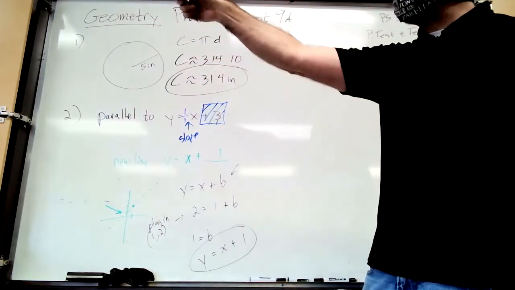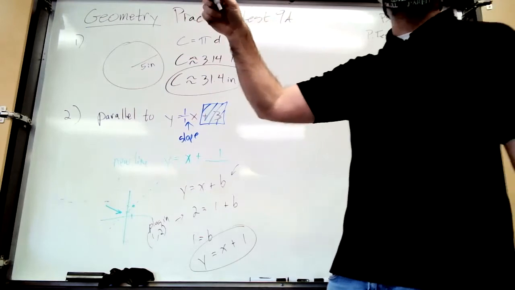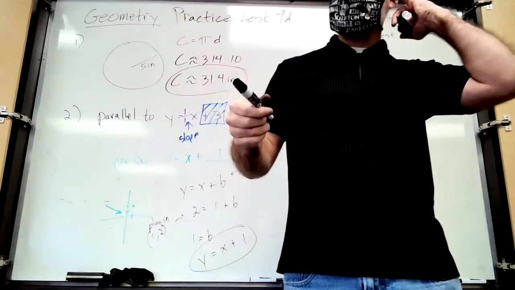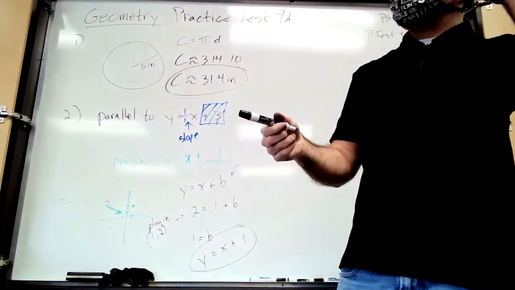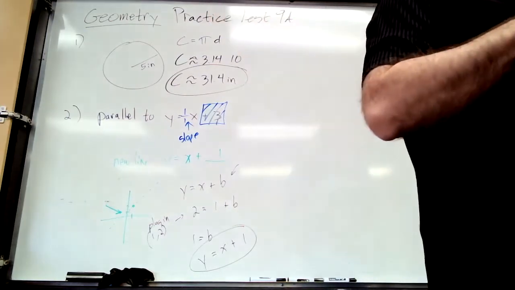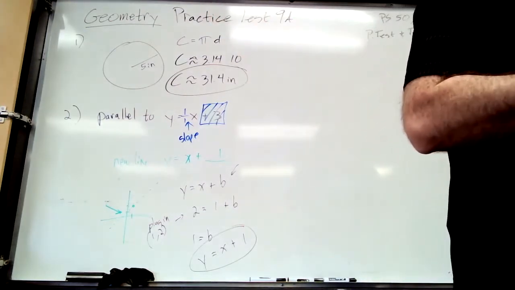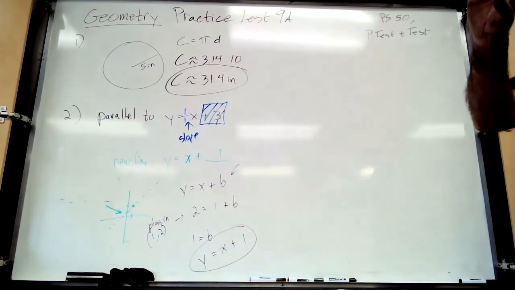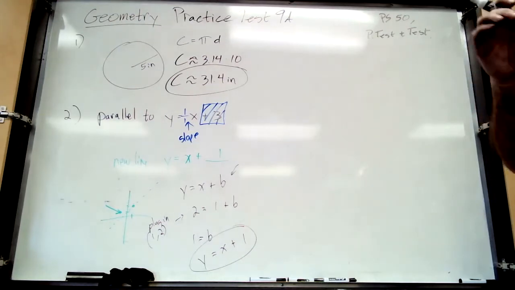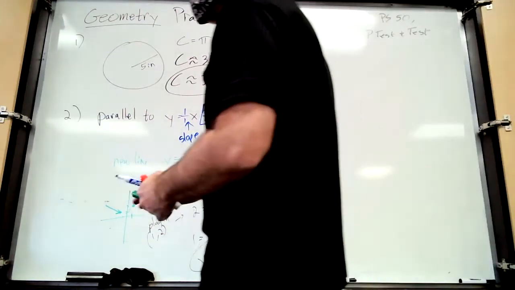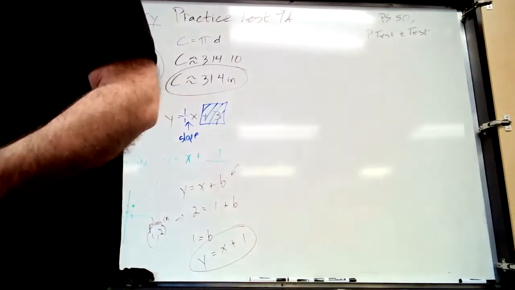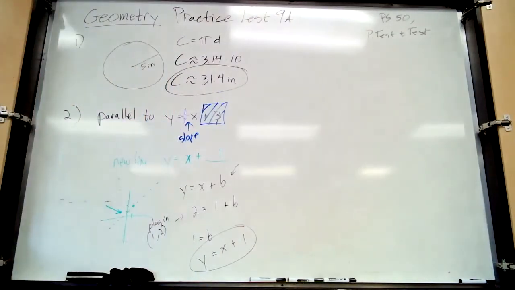You just use that first equation to tell you what the slope is, because if it's parallel to it, it has the same slope. What if it was perpendicular to that equation? You flip the coefficient of x and you negate it. So it'd be -1. All right, moving on.